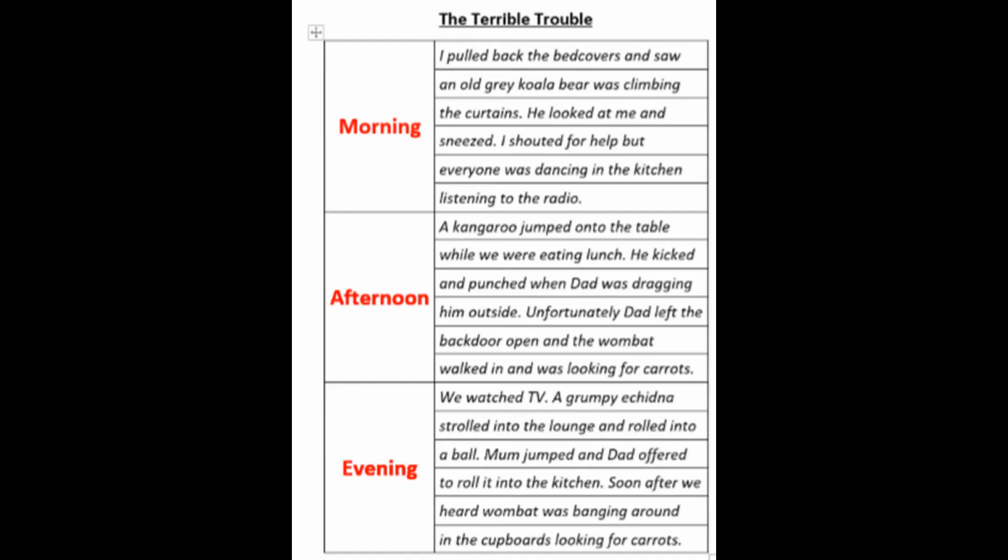Here is a diary entry written by the family. It records a truly disastrous day. Now this is called The Terrible Trouble. Please read along and follow along with me.